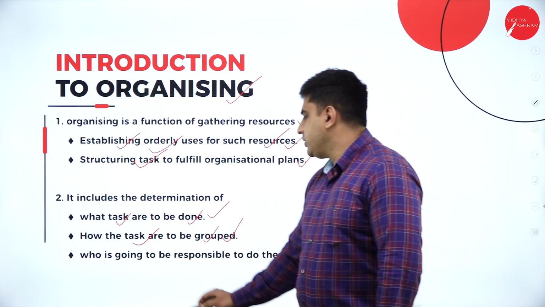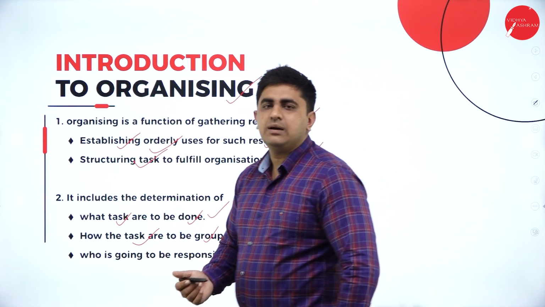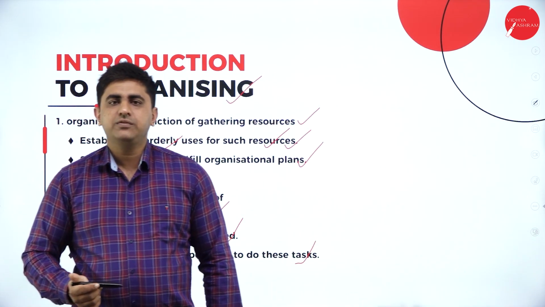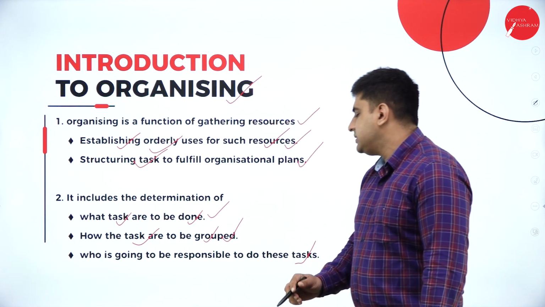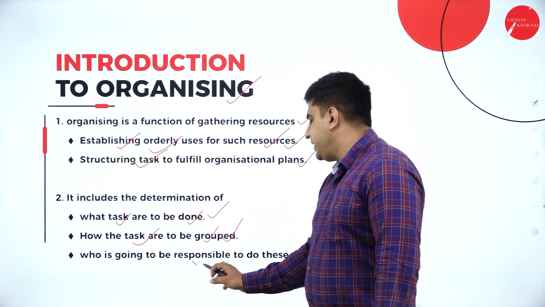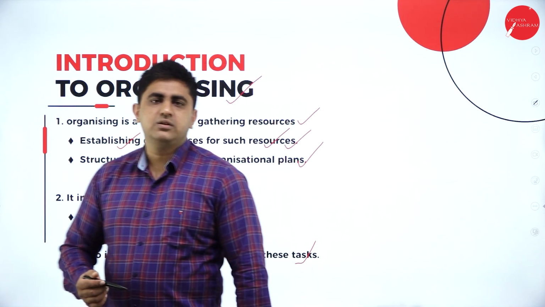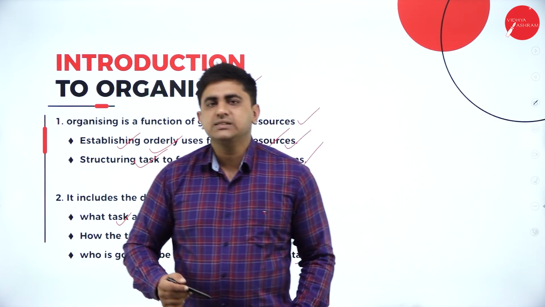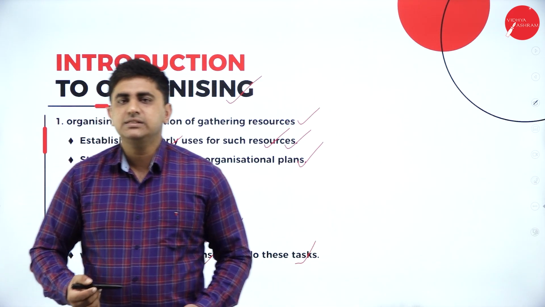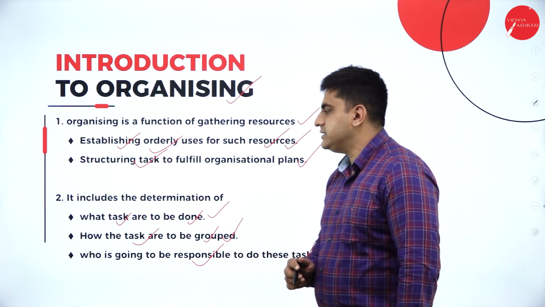Next, who is going to be responsible for these tasks? For example, you consider three departments: finance, marketing and production. You should appoint a person to be responsible for these tasks, like a finance manager to head the finance department, a production manager to head the production department, a marketing manager to head the marketing department. This is the introduction to organizing.